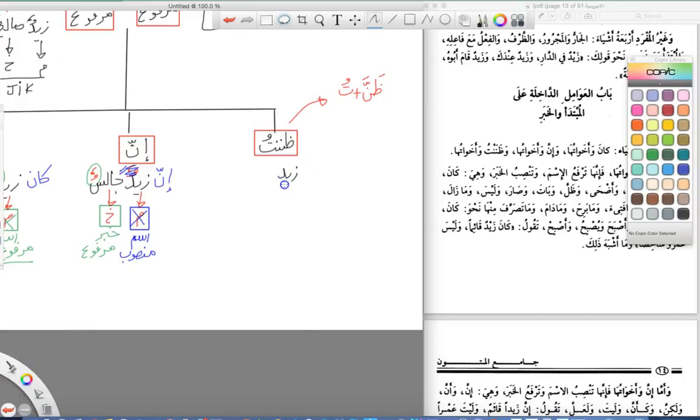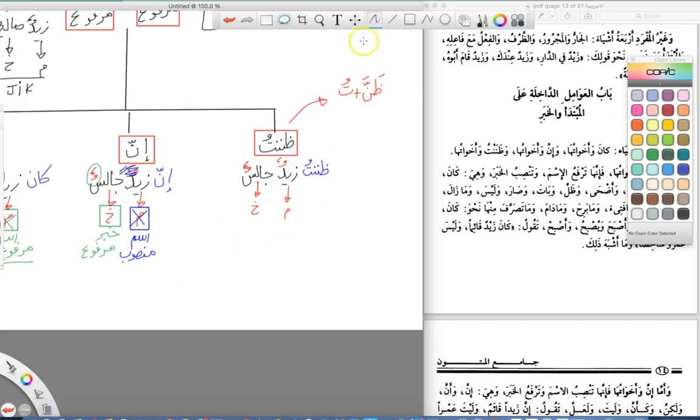So let's say, for instance, I said Zayd jalis. Remember what I said to you before. Normally Zaydun jalis, Zayd is the mubtada, jalis is the khabar. Now if you were to attach ظننت to the beginning, I assumed, what happens is something totally different from before.